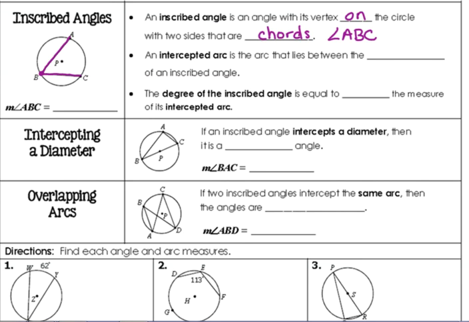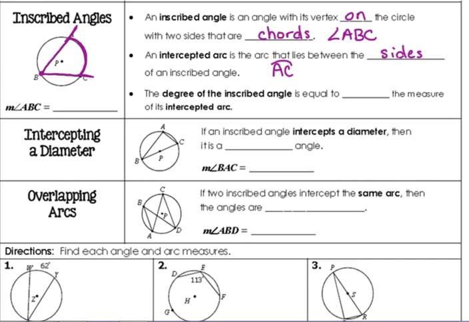An intercepted arc is the arc that lies between the sides of an inscribed angle. So I like to really extend those lines outside of my circle because they really do cut off that arc. It's very clear that the intercepted arc here is arc, the minor arc AC. If you extend the sides of the angle, the intercepted arc is between those two sides.